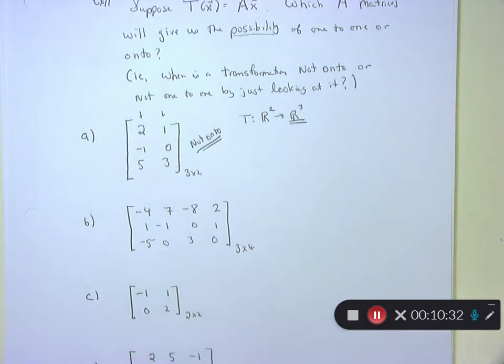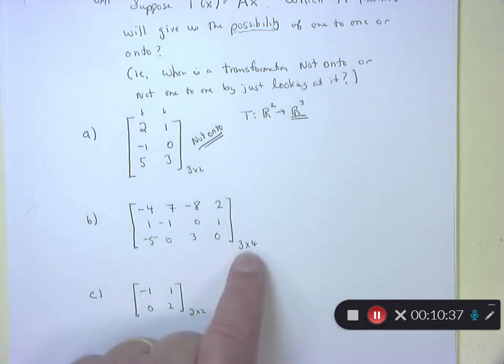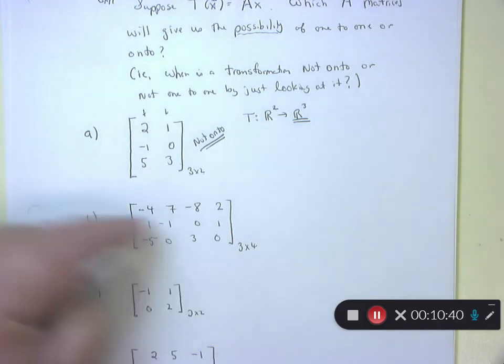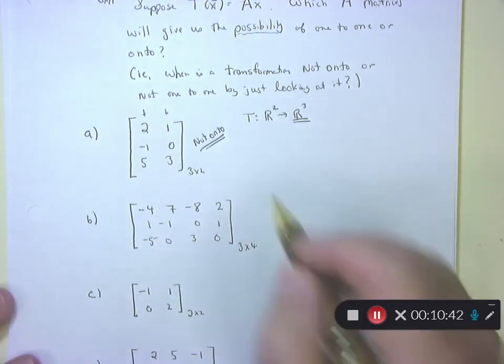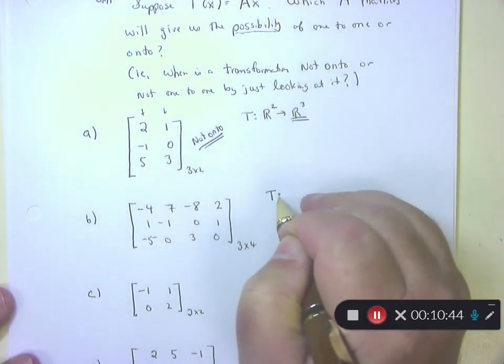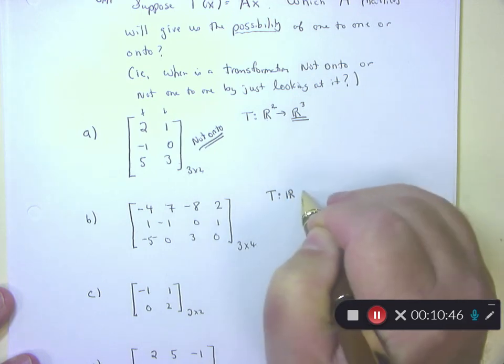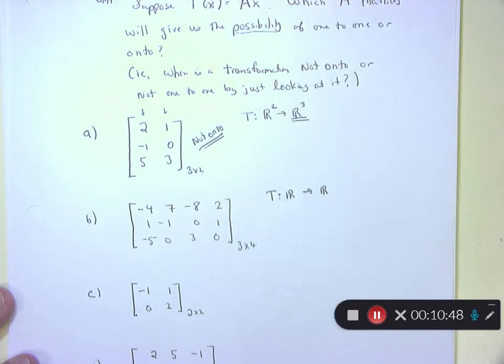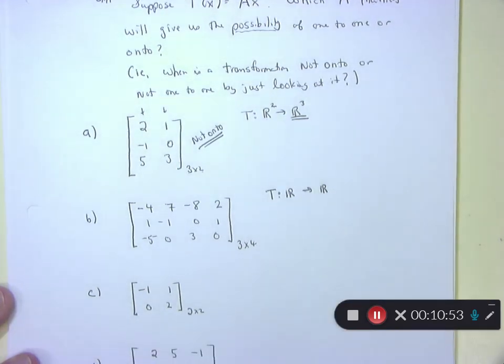Here's a matrix right here. What's the size of it? 3 by 4. 3 rows, 4 columns. This tells me I'm going to have a linear transformation going from R what to R what? It's a 3 by 4 matrix.